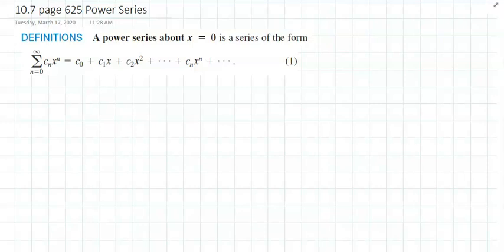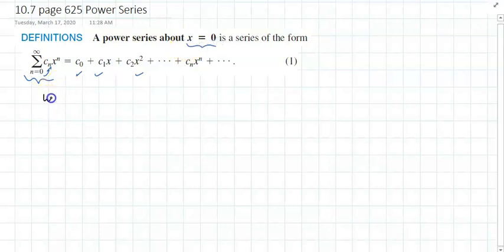So, this definition is from the book. Definition states a power series about x equals 0 is a series of the form, sum from n equals 0 to infinity, and if we start replacing n by 0, 1, 2, and the list goes on, that's what a power series looks like, centered at 0.